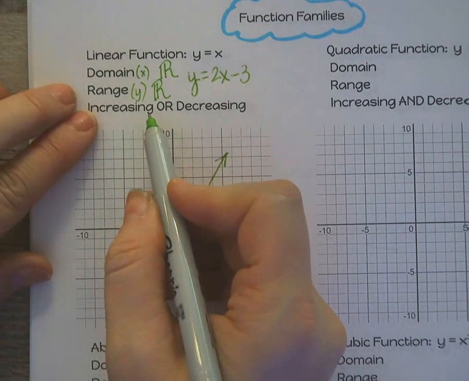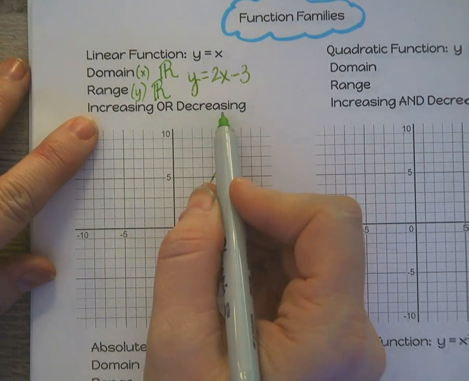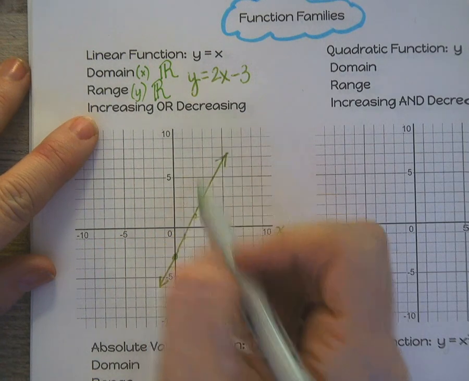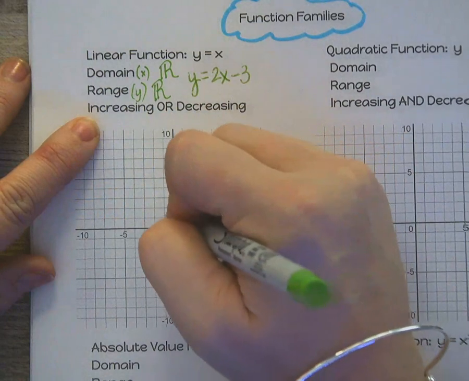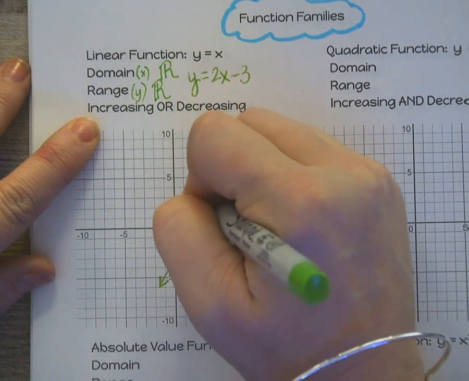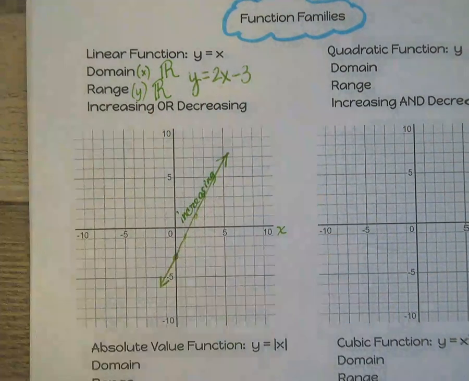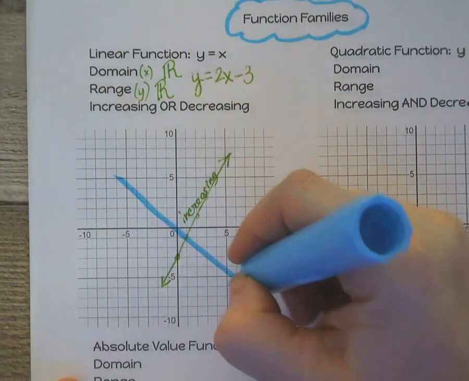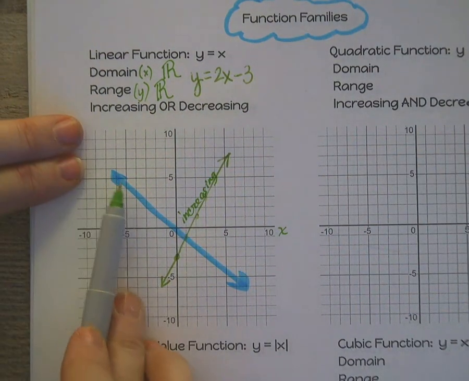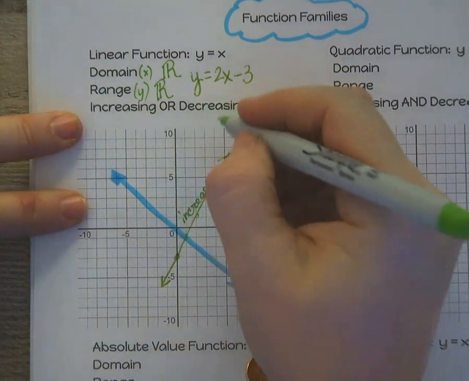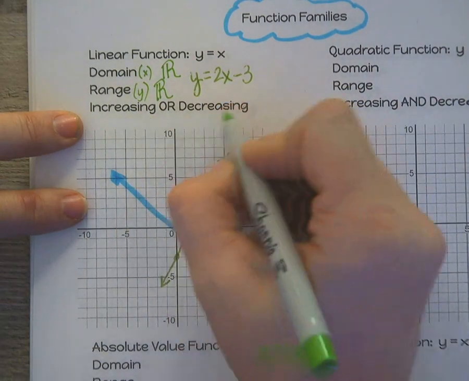A linear function is either always going to be increasing or always decreasing. It's never going to be both. In this scenario, it is increasing, but we have certainly seen lots of lines that look like this. In that case, as you move left to right, this line's going downhill, so that would be decreasing. But a line is always going to be doing one or the other.